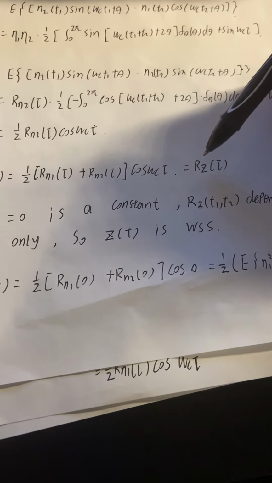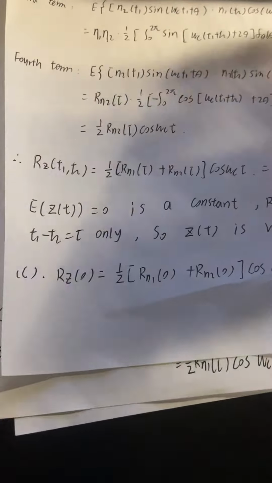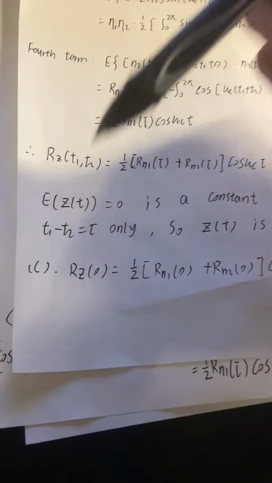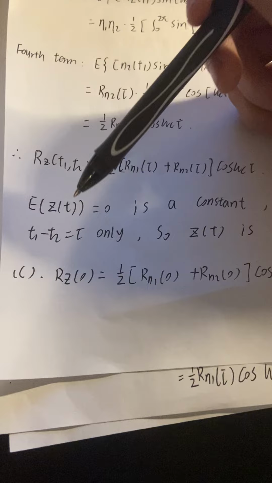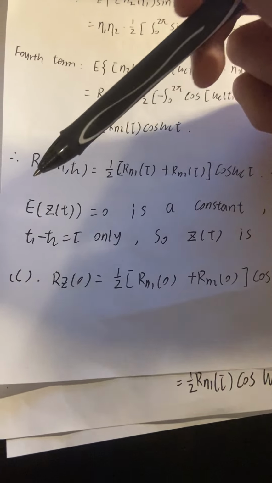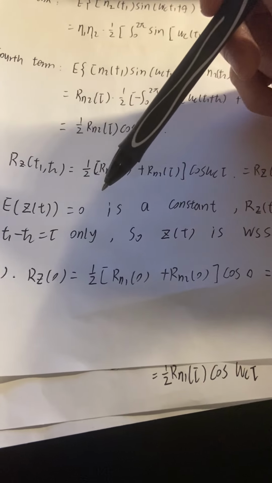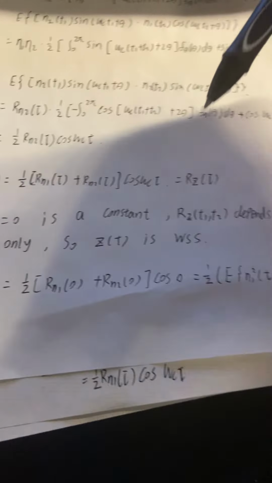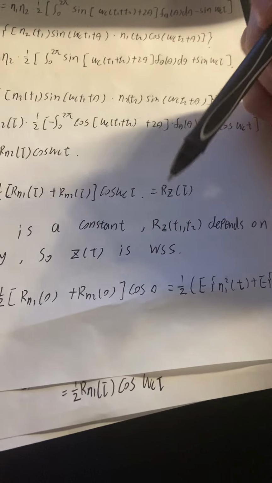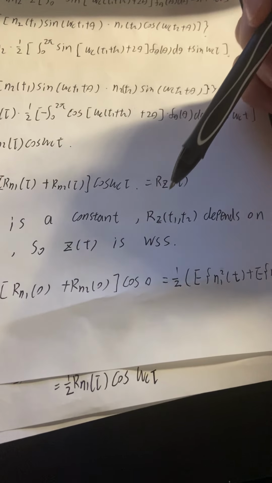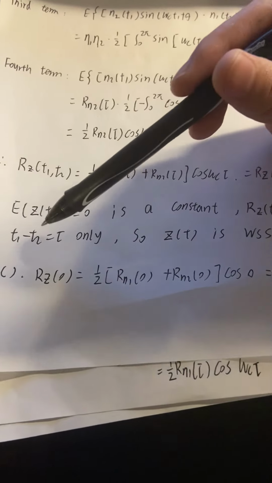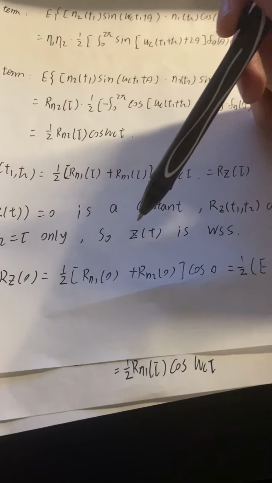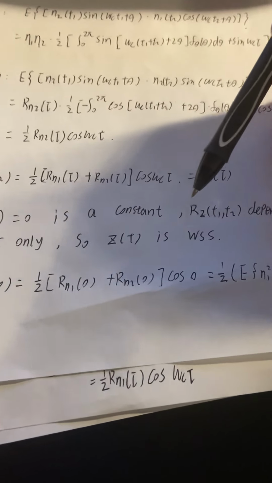It is equal to R_Z(tau). So for the problem in part A, we note E[Z(t)] is 0, a constant, and from part B, we note the autocorrelation R_Z(t1, t2) depends on tau only, so Z(t) is wide-sense stationary.